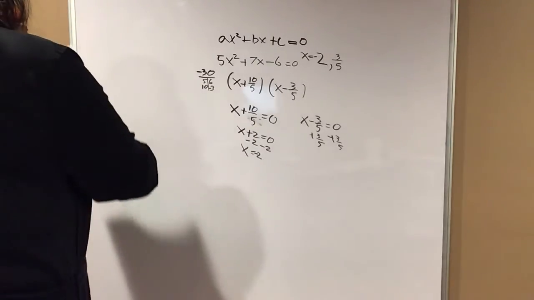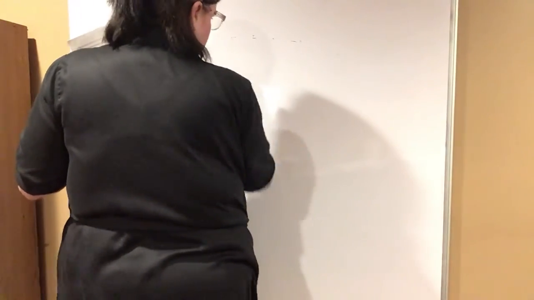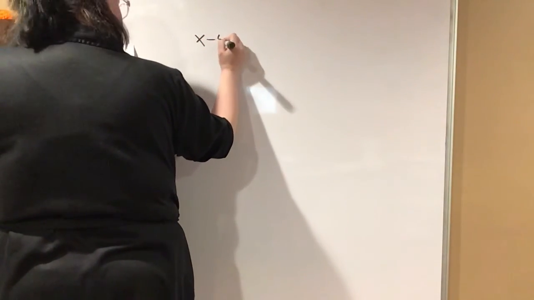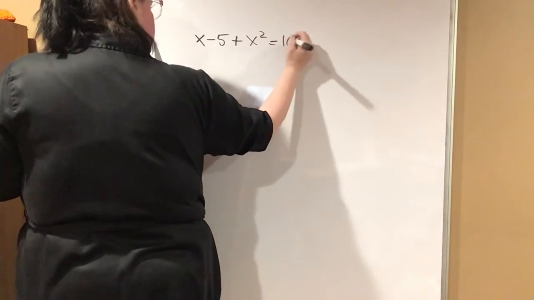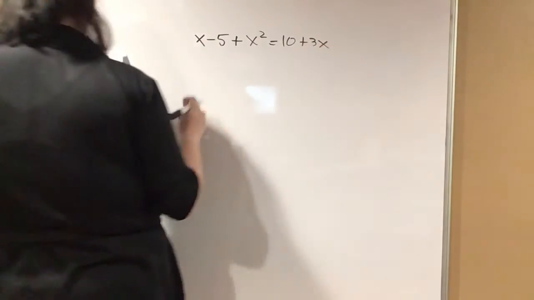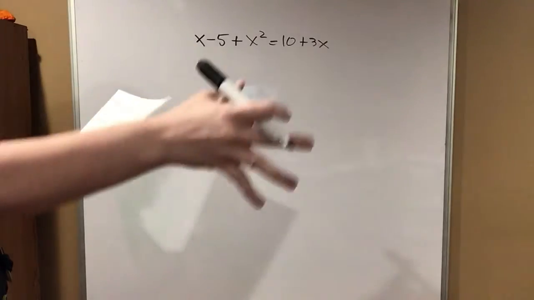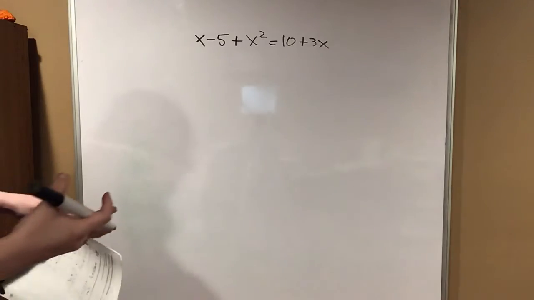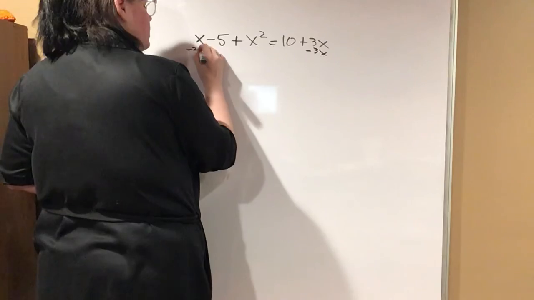So what if we're given an equation that's not in this nice formula yet? So we're given this guy right here. We have x minus 5 plus x squared equals 10 plus 3x. And we know that we have to get it saying x squared plus x plus something equals 0. So we need to move stuff. That's our goal right now. I have to move things. So I'm going to minus my 3x and minus my 10.